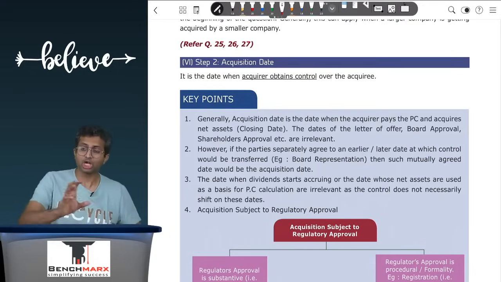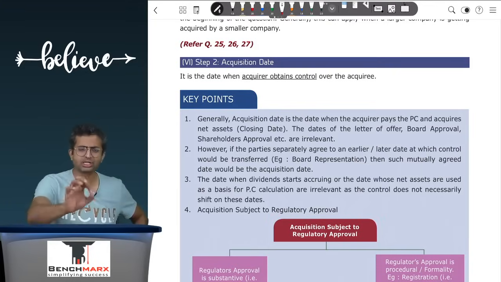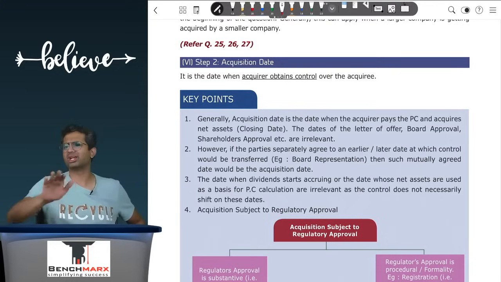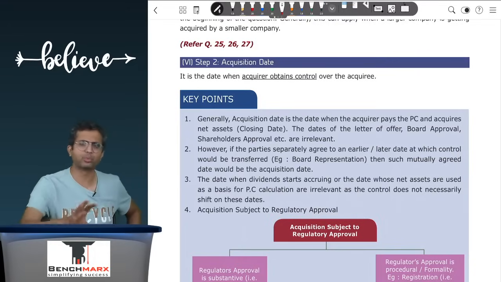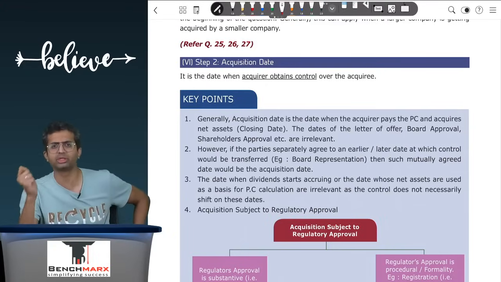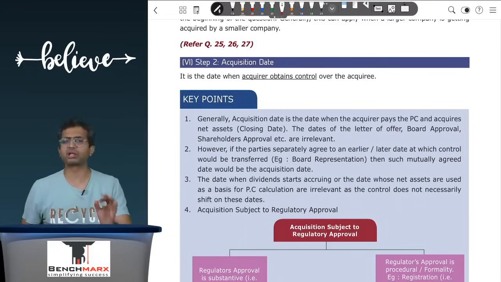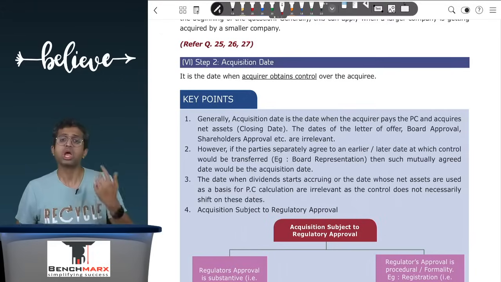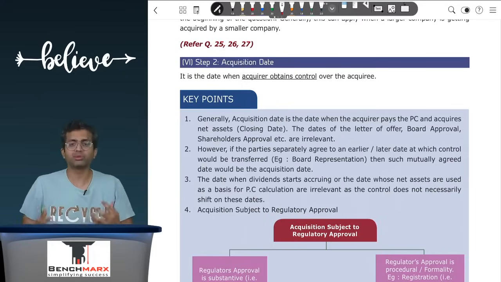There is a date on the basis of which net assets are taken. So PC is determined based on net assets at a particular date. All of that is not relevant. Dividend is accrued to the old shareholders up to a particular date, not relevant. The date when the new acquirer gets the ability to direct the relevant activities is the only date which is relevant.